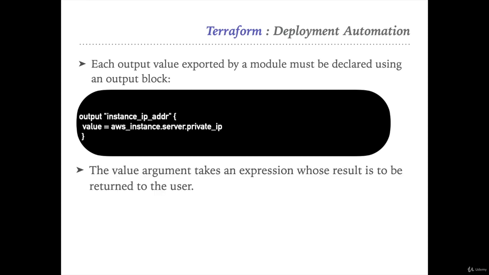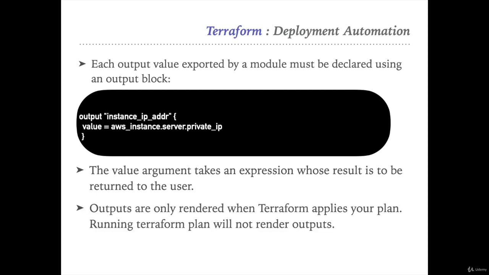The value argument takes expressions whose results are to be returned to the user. This is a very important point, that outputs are only rendered when Terraform applies your plan, right? Running Terraform plan will not render the output. If we are just executing the Terraform plan, we are not going to apply that particular plan, then Terraform will not show you the output because none of the resources has been created. Terraform just created the blueprint of the resources, but none of the resources are actually created by Terraform. So output will only be rendered whenever you apply the plan, whenever you execute the Terraform apply, right? Just running the Terraform plan will not show the output.